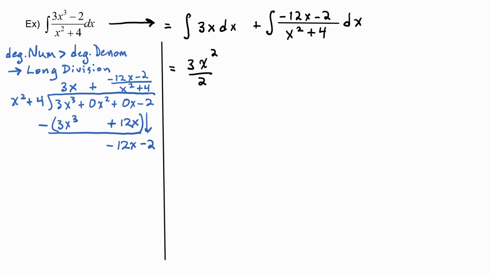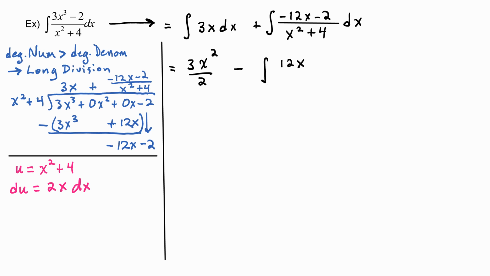Now for this second integral, the denominator has an x squared and the numerator has an x. So let's try letting u be that denominator, x squared plus 4. Then du would equal 2x dx. Now notice the du here, we can't have this minus 2 hanging around. So we need to split this integral into 2 more integrals. So we would have minus the integral of 12x over x squared plus 4 dx, and then minus the integral of 2 over x squared plus 4 dx.